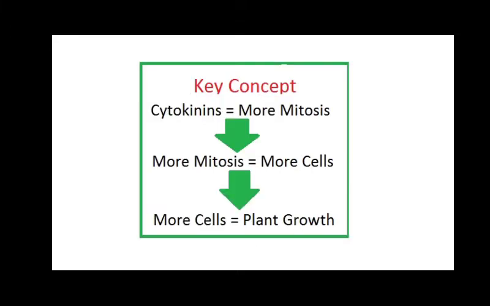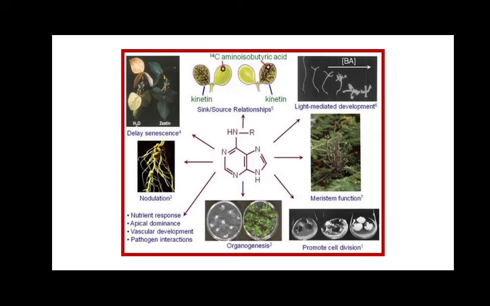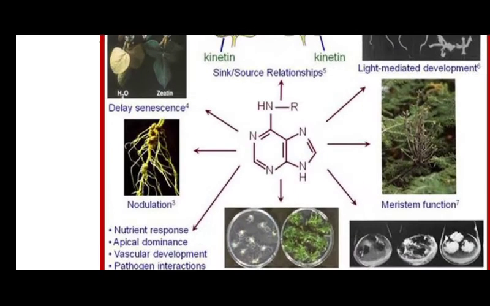Now, talking about the main concept, cytokinin triggers mitosis. The more cytokinin is present, the more mitosis we are going to see. More mitosis means more cell division and a greater number of cells. That directly implies it is responsible for plant growth, and thus cytokinin is considered a growth promoter in the plant. So let's have a little talk about its different functions.